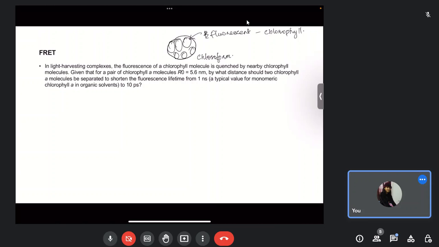So, given that for a pair of chlorophyll A molecules, there are different types of chlorophylls attached to chloroplasts, and one of them is chlorophyll A, a pair of chlorophyll molecules have a Förster distance of 5.6 nanometers. By what distance should two chlorophyll A molecules be separated to shorten the fluorescence lifetime from 1 nanosecond to 10 picoseconds?